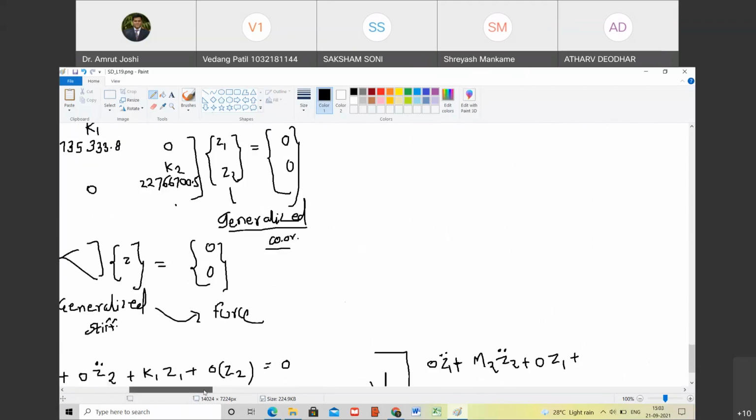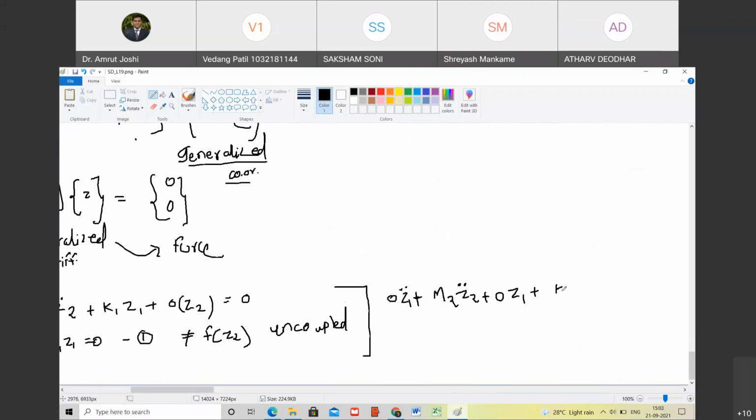K2 into Z2 equals 0. This is the second equation. But because the stiffness matrix has been diagonalized, this also becomes uncoupled, because it is now not a function of Z1. This is a significant achievement.